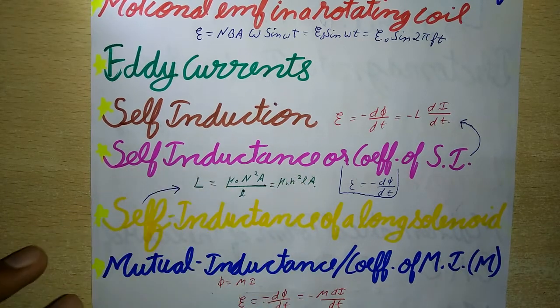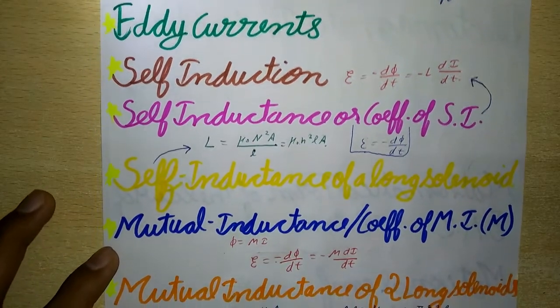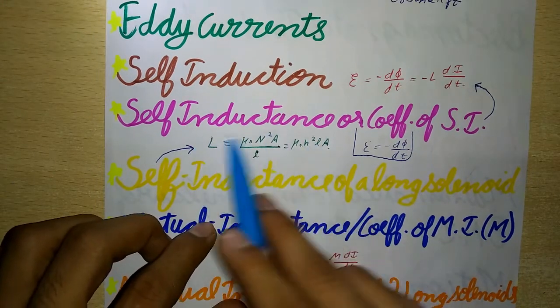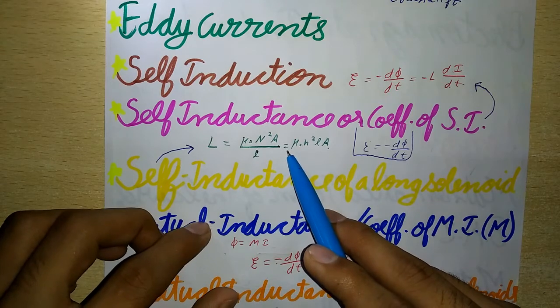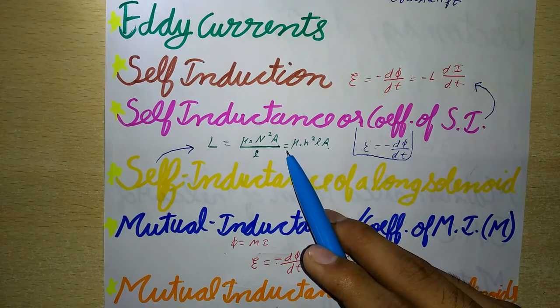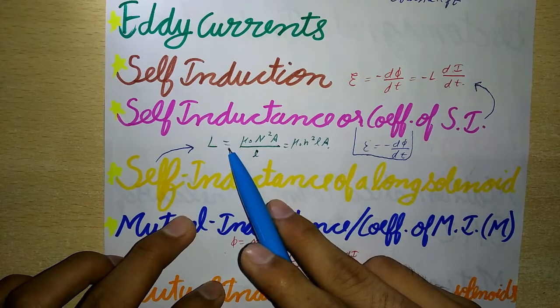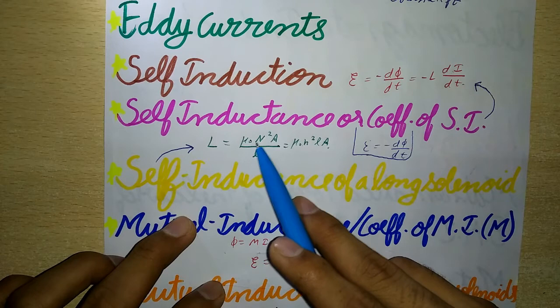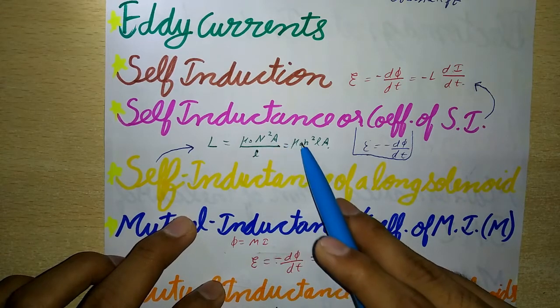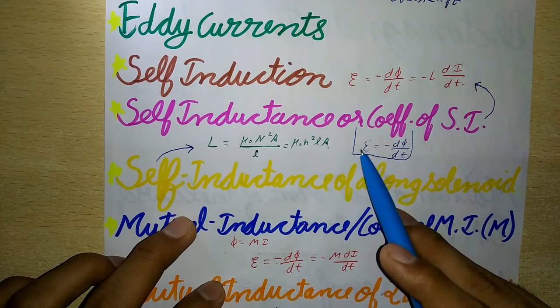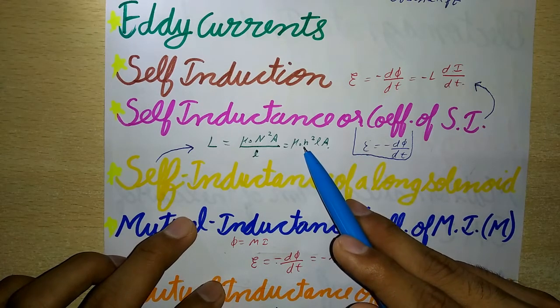It is a measure of the opposition of the coil to the flow of current through it. Now next is self-inductance of a long solenoid. Here this is the expression you can see. For a long solenoid of length l, area of cross section A, and having capital N number of turns, L = mu naught N squared A / l, which equals mu naught n squared l A, where small n = capital N / l.